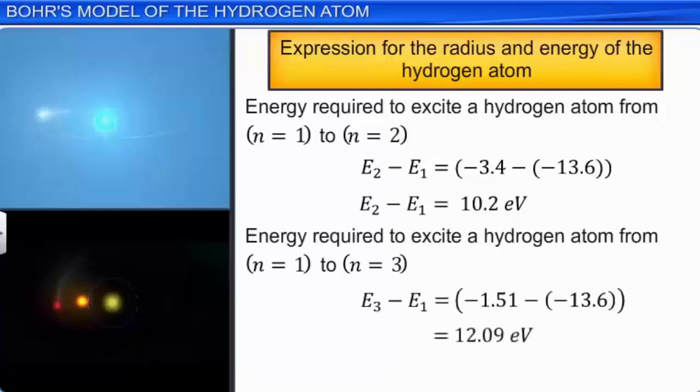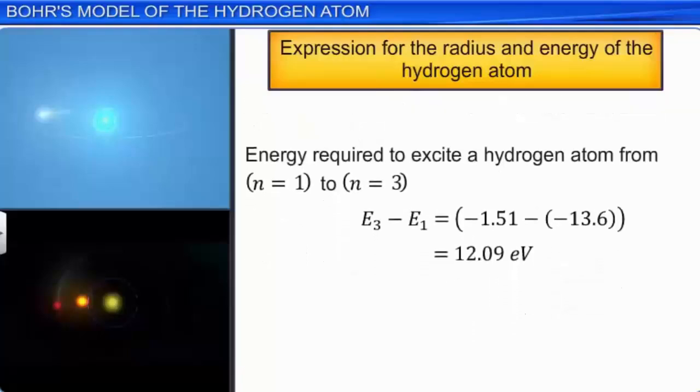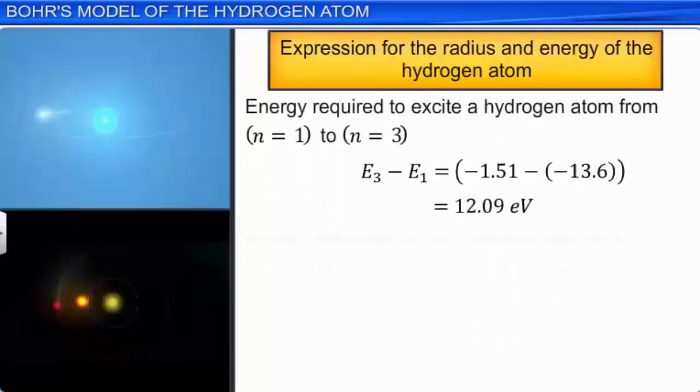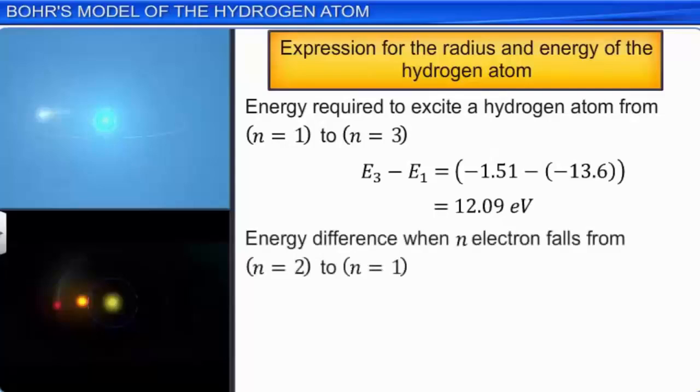When the electron falls from the excited state to its ground state, it emits a photon whose energy is equal to the energy difference between the excited state and the ground state. For example, if the electron comes to its ground state from the first excited state, the energy difference will be E2 minus E1 equal to 10.2 electron volts, and thus a photon of energy 10.2 electron volts will be emitted.